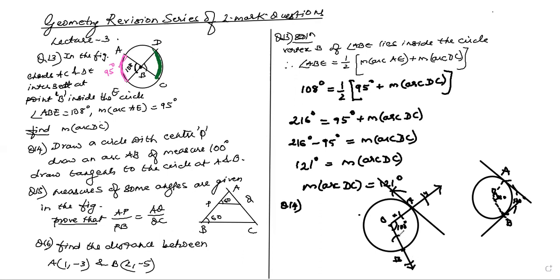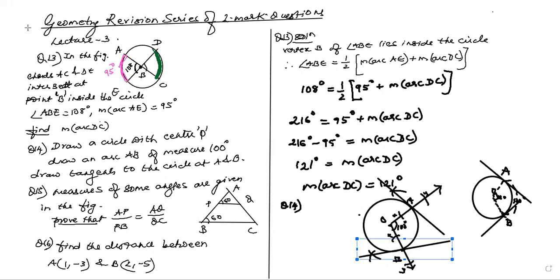B as center, cut arcs. This is X, this is Y. Just to help you understand, I name them X and Y. X as center, radius more than XB, draw an arc. Y as center, same radius, cut an arc. Now draw a line passing through the point of intersection of the arcs and B. And this is your tangent at B.